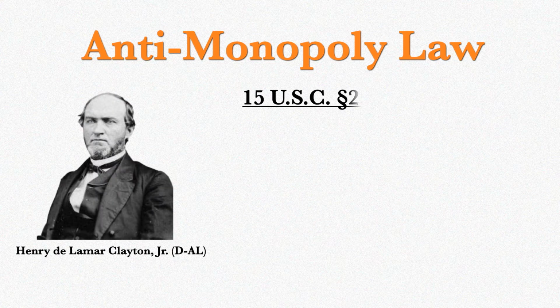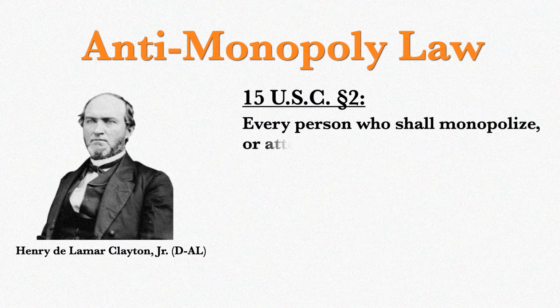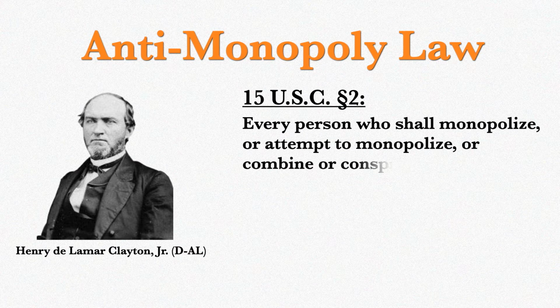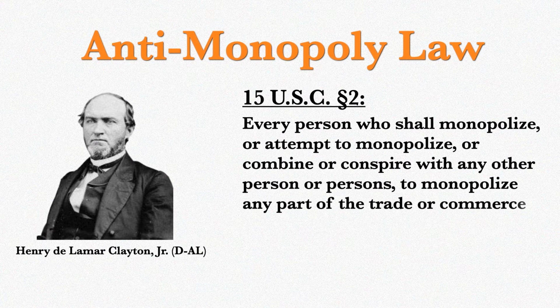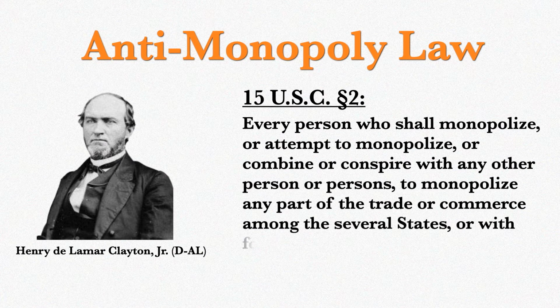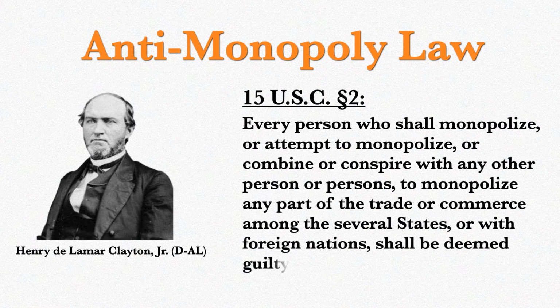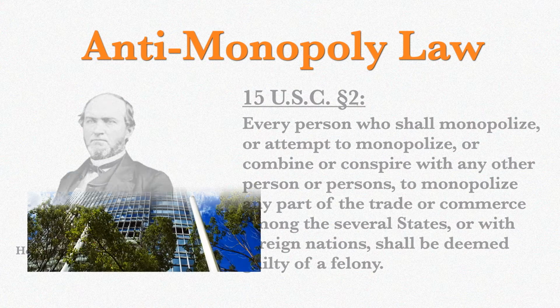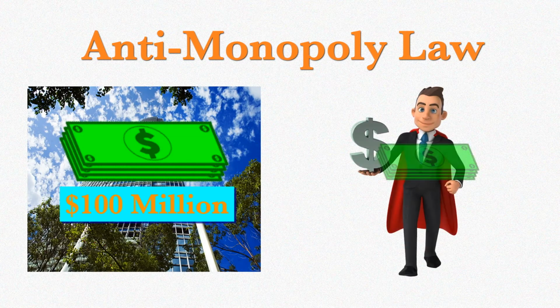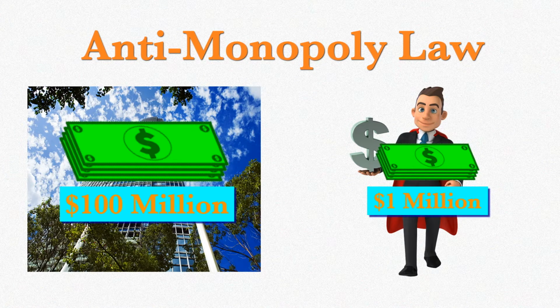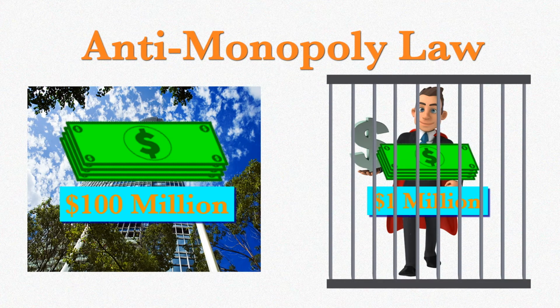Section 2, first created as the Clayton Antitrust Act of 1914, continues: every person who shall monopolize or attempt to monopolize, or combine or conspire with any other person or persons to monopolize any part of the trade or commerce among the several states or with foreign nations shall be deemed guilty of a felony. Corporations can be fined up to $100 million. People can be fined $1 million and imprisoned for up to 10 years for each violation of either section of this law.